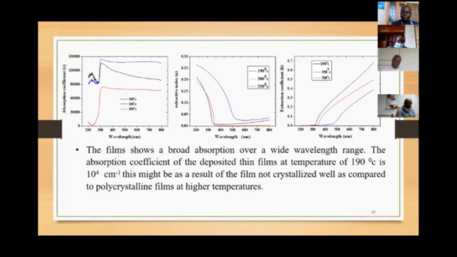We also checked the absorption coefficients. As the temperature increased, the absorption coefficient also increased. The same with the refractive index: as the temperature increased, the refractive index also varied. At some point under the UV it is very low, while the extinction coefficient also increased with the temperatures.